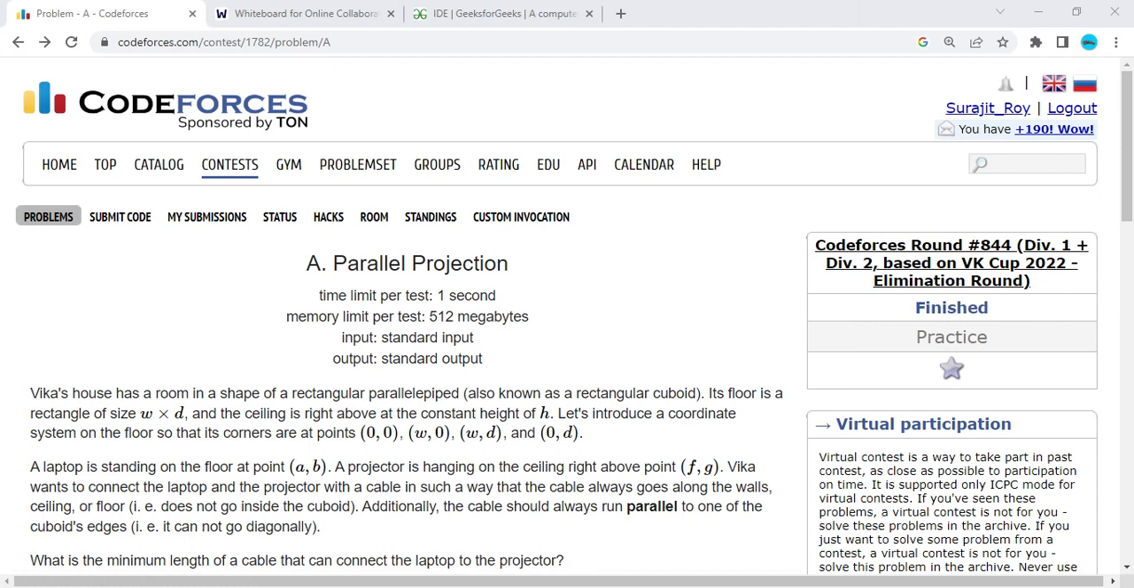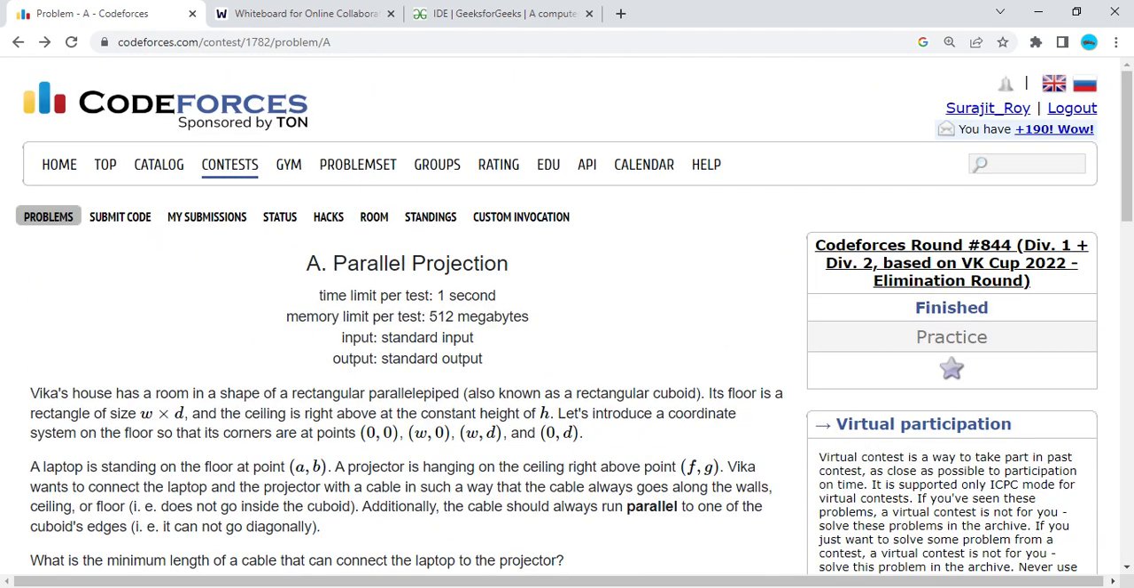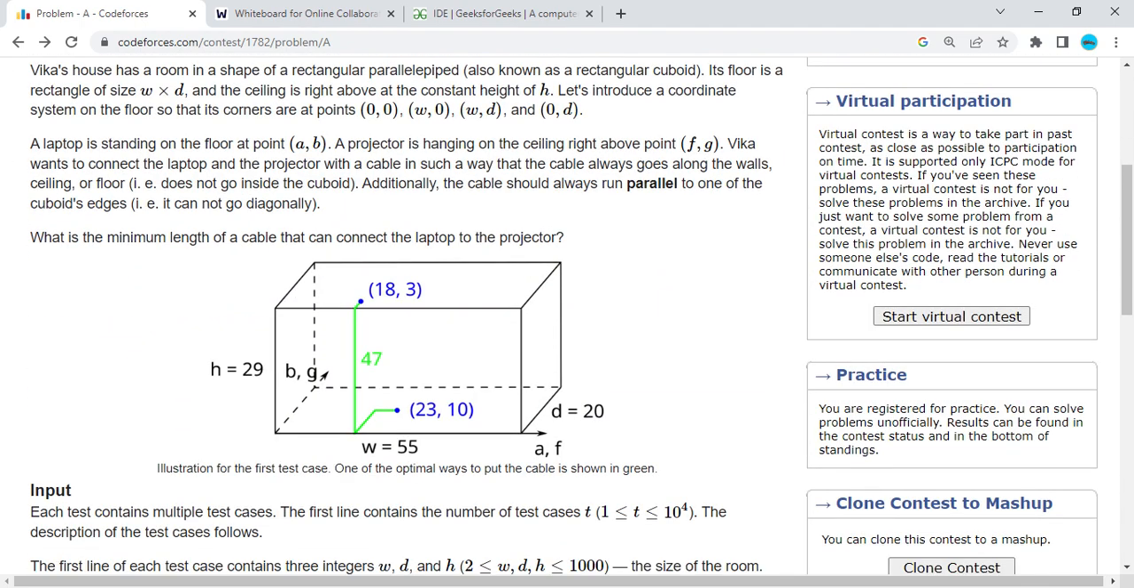So, good afternoon. Here I will discuss one problem from Codeforces, that is Codeforces Round 844 for both Division 1 and 2, and it is based on the VK elimination round. I am going to discuss the first problem, that is Parallel Projection. I will describe the problem in short.